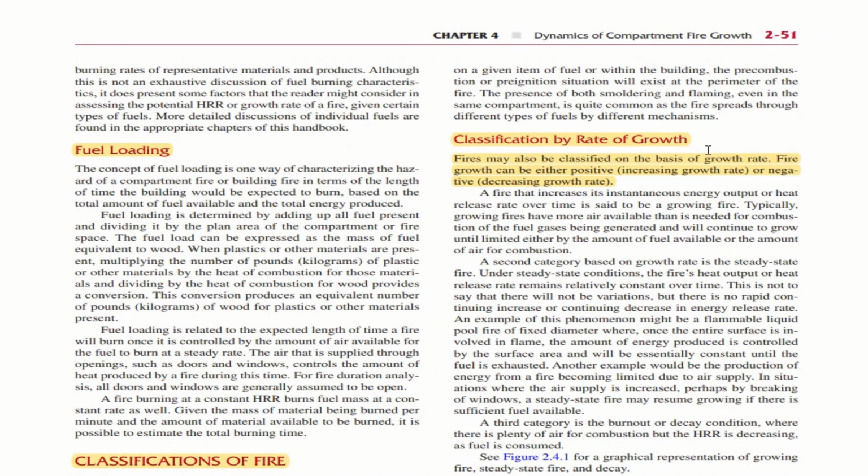Classification by rate of growth. This is also an important topic. Fires may also be classified on the basis of fire growth rate. Fire growth can be either positive or negative.